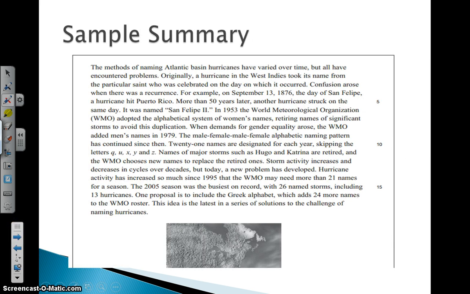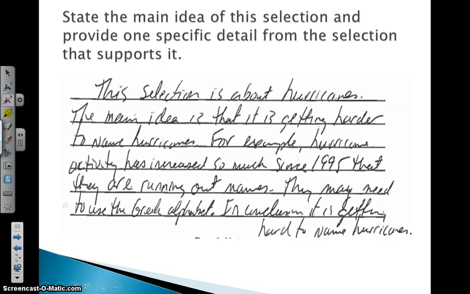Here's an example of a summary you did on the practice test. It had to do with naming Atlantic Basin hurricanes. This selection talked a lot about the different hurricanes that had hit and the problems that they had in naming them. So the question was, state the main idea of this selection and provide one specific detail from the selection that supports it. You'll notice they didn't use the word summarize. Sometimes they will, sometimes they'll just say state the main idea. Either way, use the ISAC formula and it'll be much easier for you.